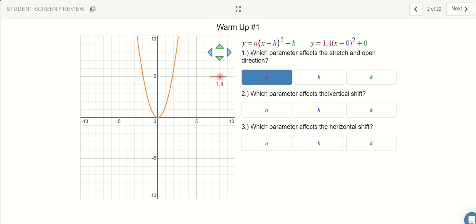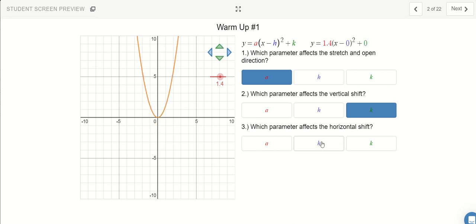Which parameter represents the vertical shift? That's going to be K. Notice the green letter right here. Notice that if I change that, it will move it up or down. So I can add to move it up, or I can subtract to move it down.